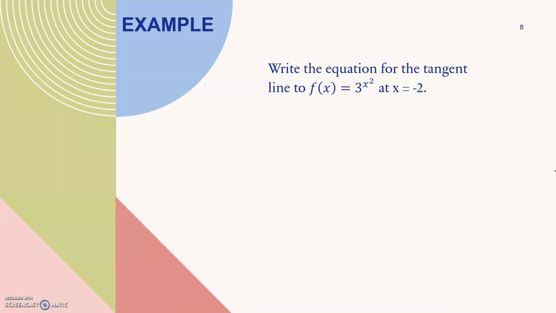All right, so here's an example problem for this derivative property. So we're going to write the equation for the tangent line to this function at x equals -2. And I will encourage you to pause and give it a try, and then unpause and watch my solution.